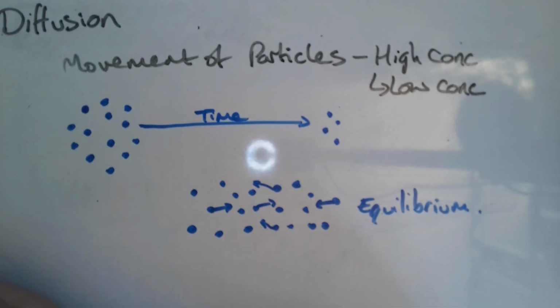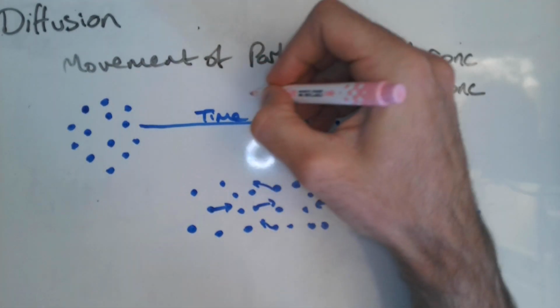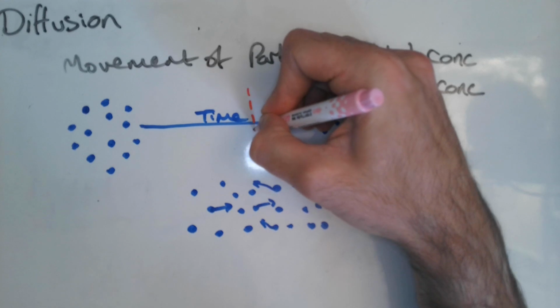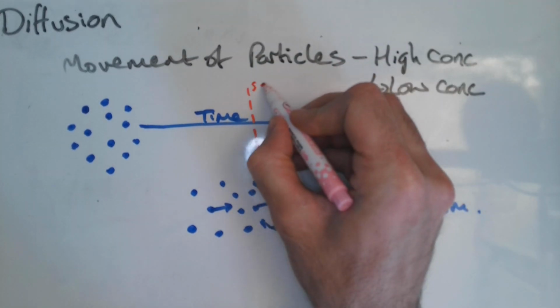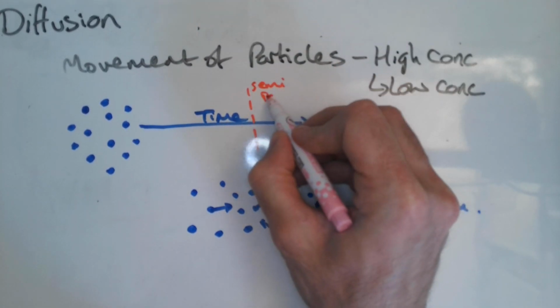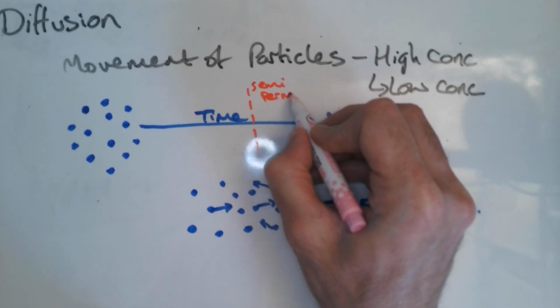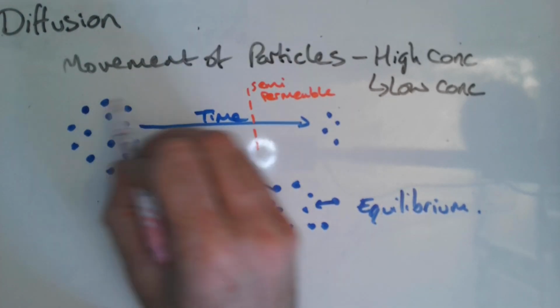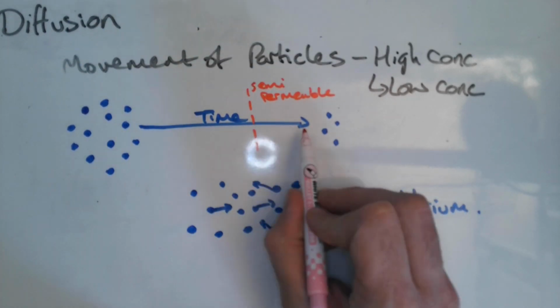Now, if we think about this in biology terms, the majority of the time, when we do this in biology, it's going to be through a partially or semi-permeable membrane. So we're going to have a semi, also known as partially, permeable membrane. So these particles are going to move from a high concentration to a low concentration through this membrane.